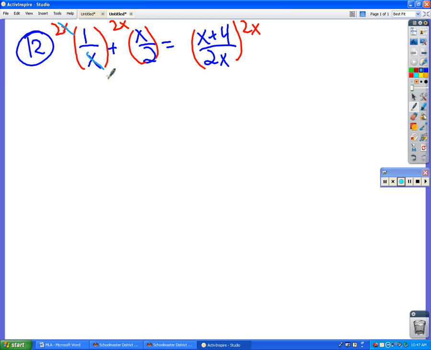those x's cancel. So that leaves me with 2. These 2's cancel, so that leaves me with plus x squared. And here the 2x's cancel, leaves me x plus 4. Okay? Now I'm going to get everything on the left-hand side. x squared minus x minus 2 equals 0. And I'm going to leave that for you to solve on your own.